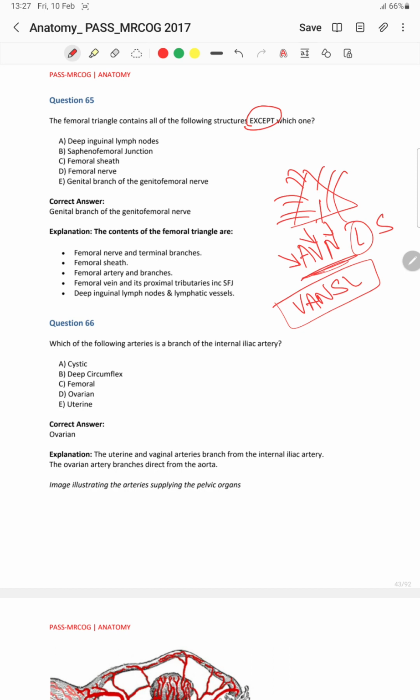Okay, so let's move towards the options. The deep inguinal lymph nodes: yes, we know they are present in the femoral triangle. Then the saphenofemoral junction: yes, they are also present, as we have discussed that the femoral vein and its tributaries, the saphenofemoral junction, go through the triangle. Then the femoral sheath, yes, the femoral nerve, and the last, the genital branch of the genitofemoral nerve. No, it does not pass through the femoral triangle.